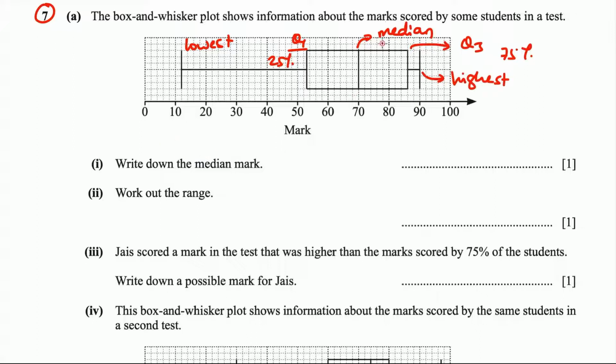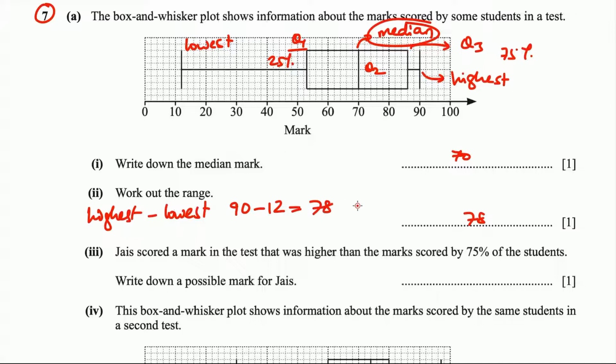So write down the median mark. We can clearly see that Q2 is the median, and in this case it is 70. Work out the range. Range is highest minus lowest, and in this case it is 90 and 12. So 90 minus 12, which is 78. That is the answer.